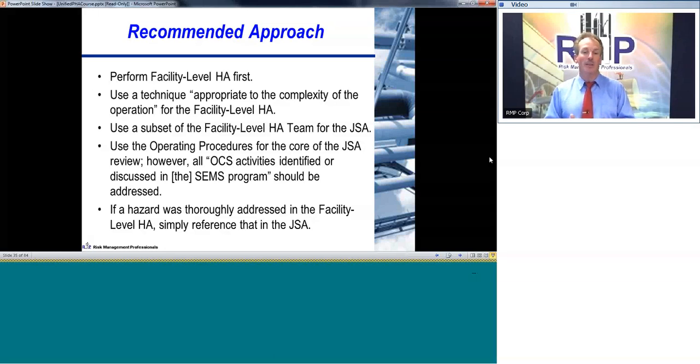However, as the SEMS requirements identifies, all OCS activities identified or discussed in the SEMS program should be addressed as part of the JSA. And so if a hazard was thoroughly addressed in the facility level hazards analysis and you've already addressed it, then simply reference that in the JSA. So here's a good way to help segue those two different activities so you're not doing the same job twice.